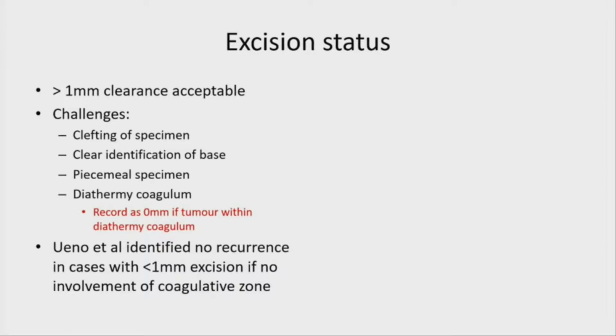The Royal College of Pathologists requires us to call everything that has a less than 1 millimeter clearance an R1 resection. Assessment of this, however, is difficult. It's made particularly difficult by the diathermy zone that we see at the base of polyps. In actual fact, there is evidence to suggest that rather than giving a precise measurement, we can accept an excision of less than 1 millimeter as long as it doesn't involve the coagulative zone. Of course, we have to recognise that the coagulative zone extends beyond that we see within the specimen.